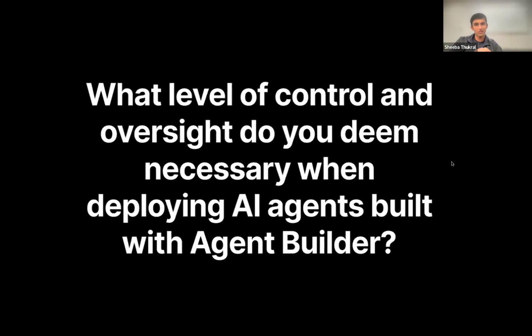So let's go to the next question. What level of control or oversight do you deem necessary when deploying AI agents within the agent builder? What do you think about the Einstein trust layer, the guardrails? How important is that in your organization? Does anyone have any thoughts?